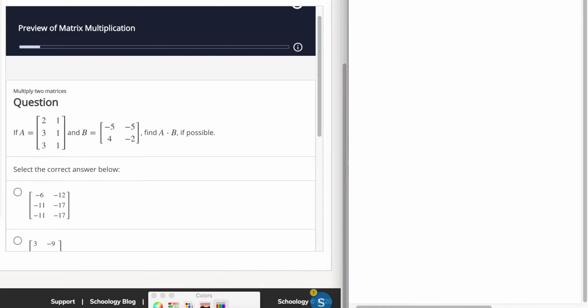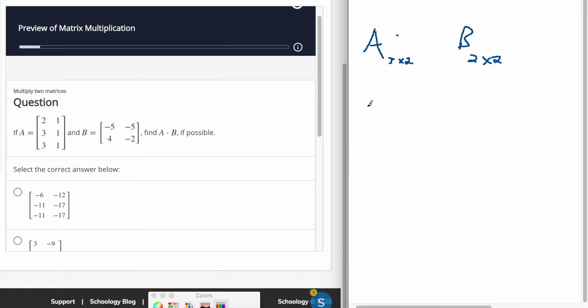To multiply matrices, the inner dimensions have to match. So when we're talking about matrices, A is a 3 by 2 dimension matrix because there's 3 rows and 2 columns. You say the rows first and the columns second. And then B is a 2 by 2, 2 rows, 2 columns in it. So this is going to work because the inner dimensions match. These 2's are the same, so that means we can multiply them.